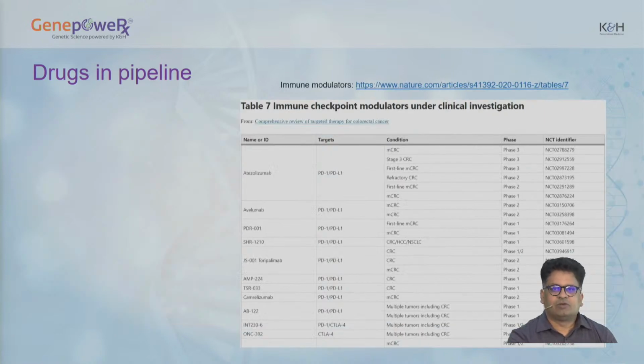And this is immune checkpoint modulators. So if you look at all these medications, there are more than 390 phase 2, phase 3 trials happening across the globe, which are developing targeted therapies, which are going to be either first line or second line chemotherapy options for metastatic colorectal cancers.